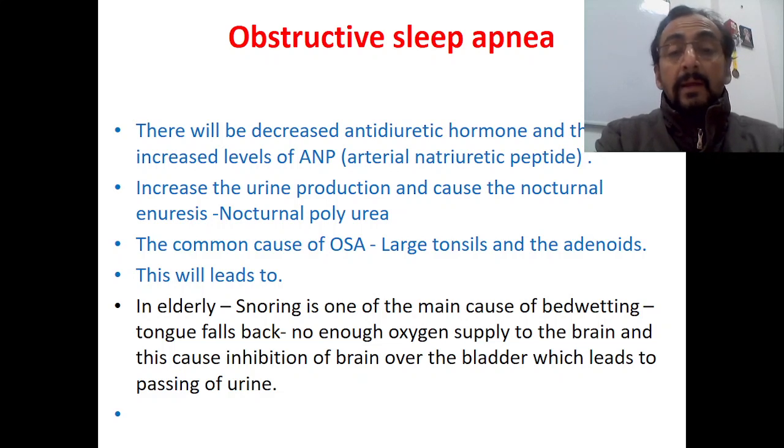The tongue falls back and there is not enough oxygen supply to the brain, and this causes inhibition of the brain over the bladder, which leads to passing of urine. So this is how obstructive sleep apnea can cause nocturnal enuresis. Because of the snoring the tongue falls back, so less oxygen is supplied to the brain cells, and this interferes with brain function. The brain's inhibition over the bladder becomes less, that means loosened and decreased, and this leads to passing of urine. The brain is not able to completely control the bladder function because it is receiving less oxygen.